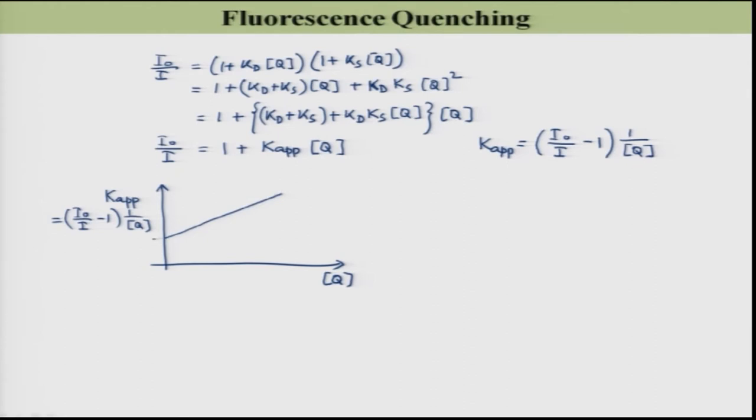And the intercept will be, here you see, here is my K apparent, let me highlight it, this part. So, if I plot K apparent versus q, how am I going to calculate K apparent? I will calculate K apparent from the measured values of I 0 and I. So, in the case of K apparent versus q, I will get this kind of equation where the intercept will be Kd plus Ks and the slope will be equal to Kd Ks. Okay. Now, the K apparent will be calculated from the measured value of I: when there is no quencher, I is equal to I 0, and in the presence of quencher those values are called I. This is nothing but the fluorescence intensity. Clear?